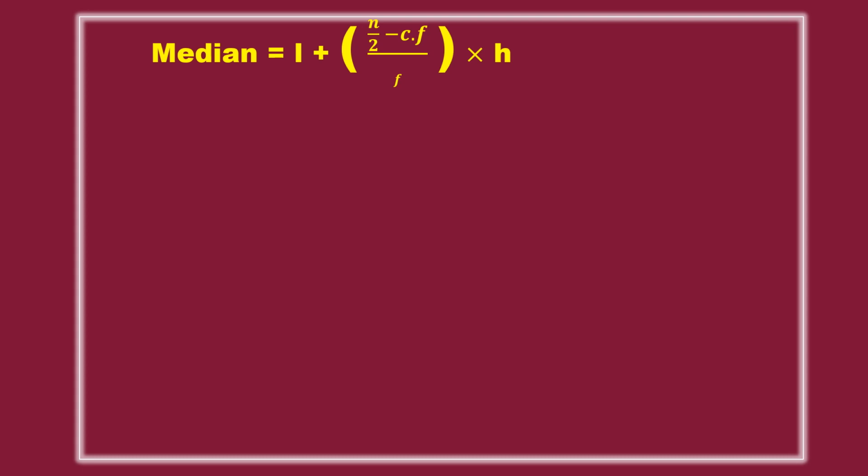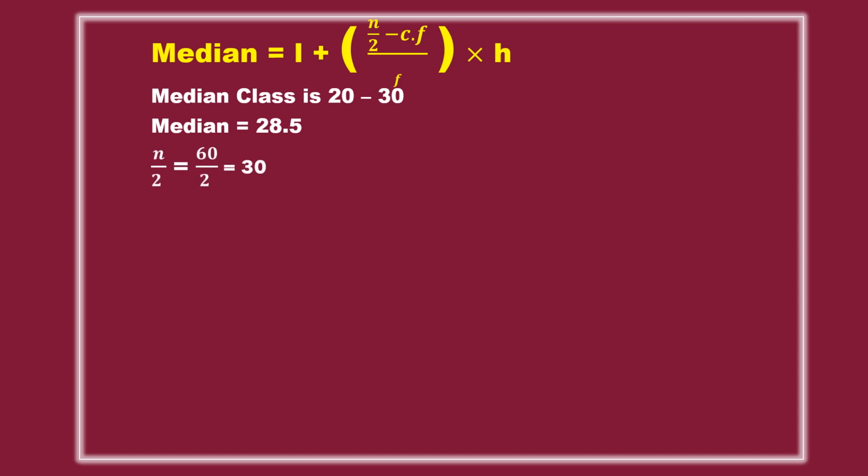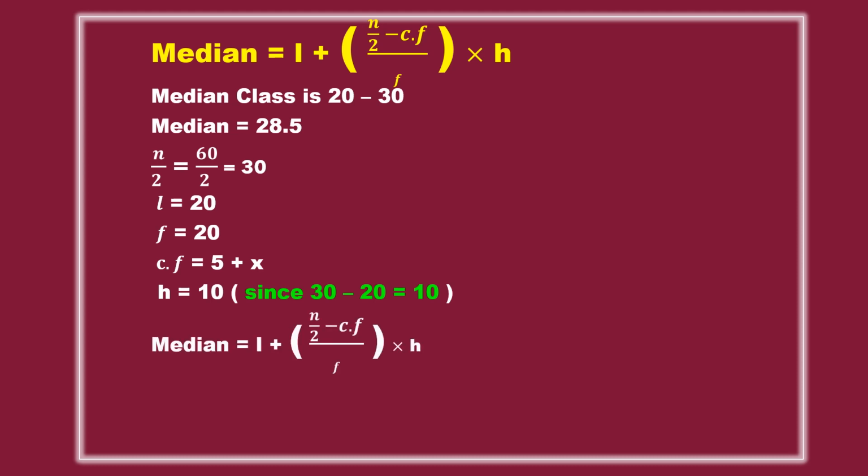Now the very first thing: we got the median class 20 to 30. Let me take all the values. Median is given as 28.5; in the question only this value is given. N by 2 we got 30. Next, L equals 30 because the lower limit of the median class is your L. Next take your frequency, which is 20. CF is 5 plus x. And we have H here. H is the difference of the median class, so H equals 10, which is nothing but 30 minus 20. Now put all these values in our formula. Median equals L plus n by 2 minus CF by F into H.